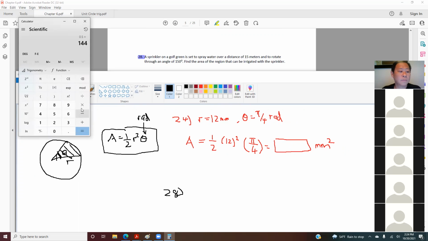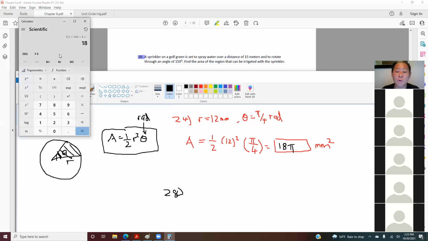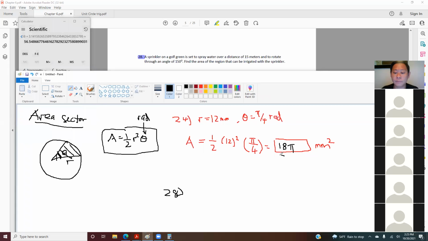2.7270. If you want it in terms of pi, you just do half times 144, because 12 squared is 144, divided by 4. So this is 18 pi. So if you want to just write this in terms of pi, this is 18 pi square millimeters. But if you want it in terms of decimals, then you just take 18 times pi. You will get, is that what you get, Kelvin? 56.55, somewhere around there. Yep.